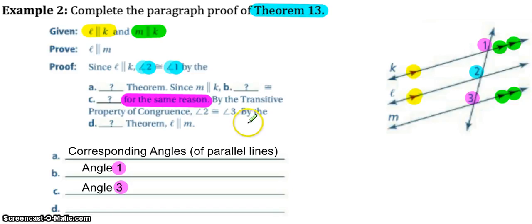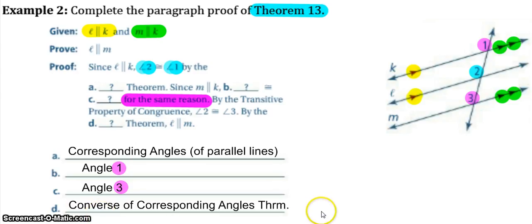And then think about what would go into D to finish out our proof. And D would then actually be the converse of the corresponding angles theorem, because remember, if we know that corresponding angles are congruent, then those lines, L and M here, would have to be parallel. So our transitive property said that if 1 and 2 are congruent and 1 and 3 are congruent, then 2 and 3 must be congruent, which allows L to be parallel to M.